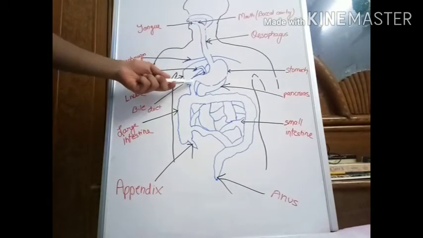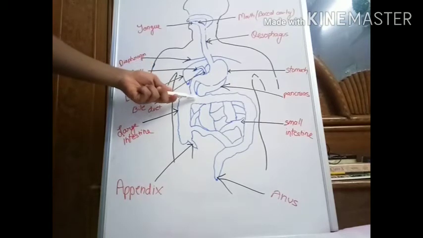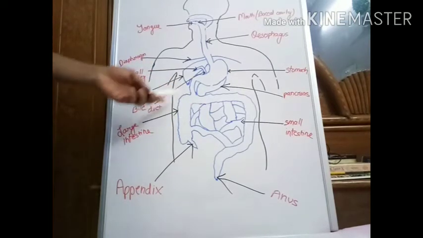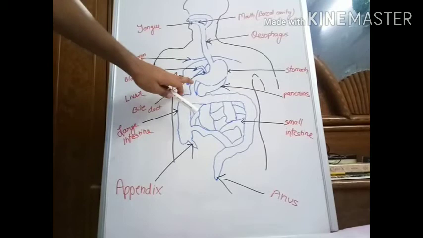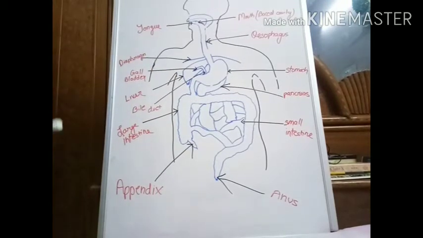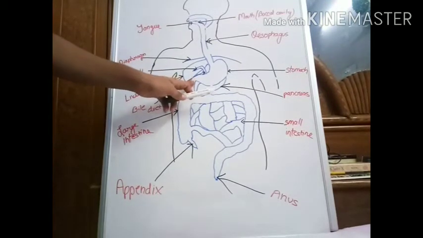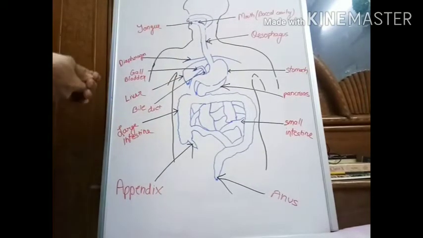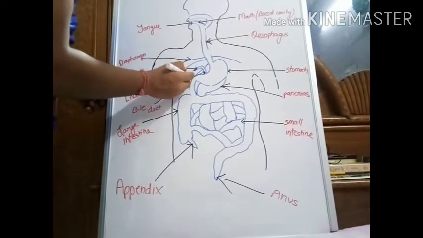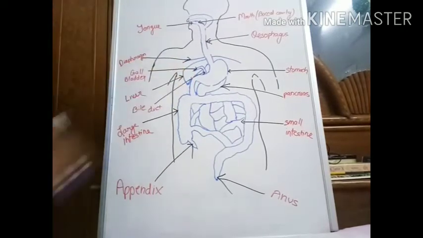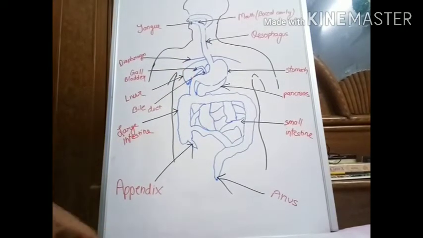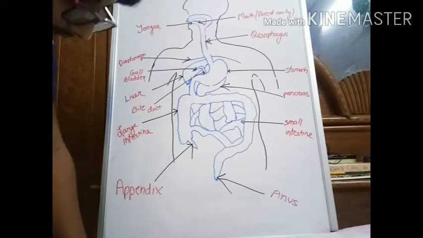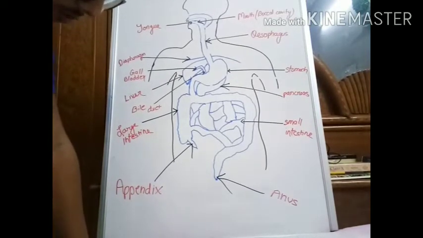This tube that goes into the small intestine is known as the duodenum. I have not mentioned it as I didn't have space, but you can write that this tube which goes inside is known as the duodenum. Now the duodenum takes the food from the pylorus to the small intestine.